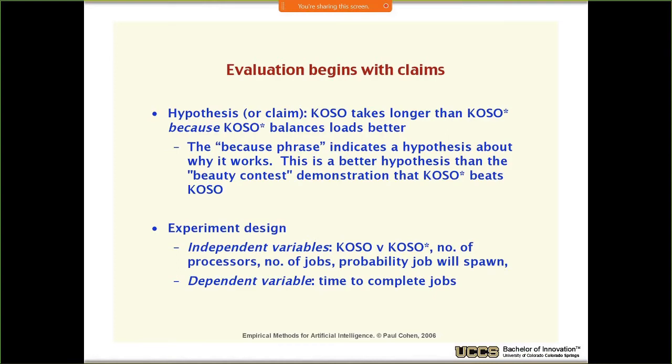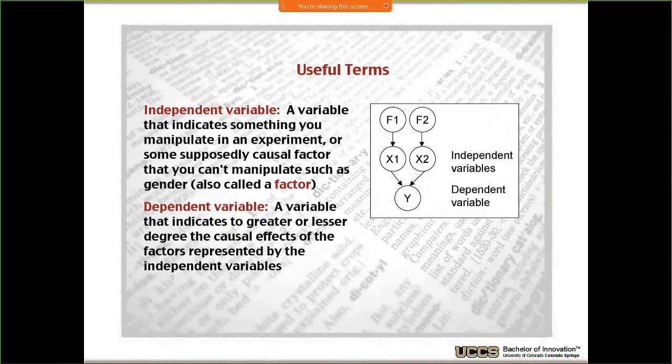Now, when we want to look at variables, we're going to talk about some standard terminology. So an independent variable is something you manipulate in an experiment, or something supposedly a causal factor that you can't actually manipulate, such as gender, right? Sometimes called a factor. So people will sometimes in their writing talk about independent variables and factors. Factors are things I don't get to choose. Independent variables I can choose. Now, gender is not something that in an experiment for computer science we see a lot, but if I'm assigning people to various human factors groups, then I might actually care about gender as an independent variable.